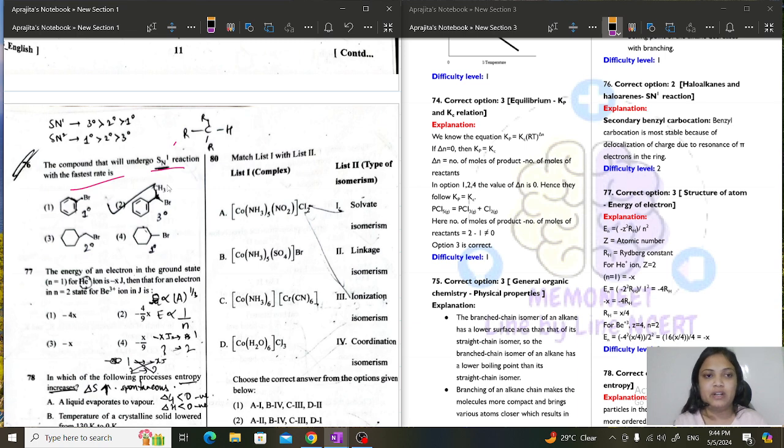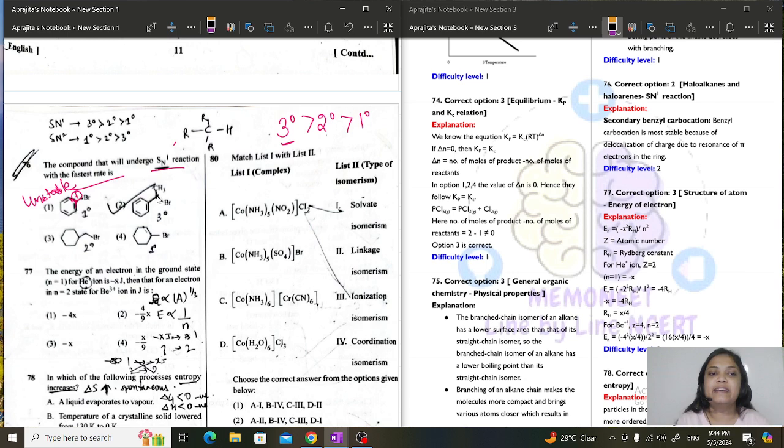SN1 reaction fastest. So we know that the rate of reaction for the carbocations for SN1 is tertiary, then secondary, then primary, because whenever tertiary carbocation is formed, the compound will undergo SN1 reaction fastest. So in the first case, yes, this secondary carbocation is formed, but this is phenyl carbocation. It is actually unstable, so the reaction will not be as fast.